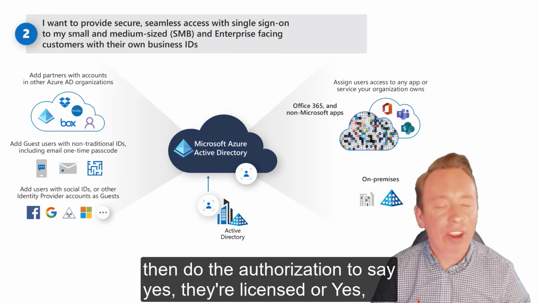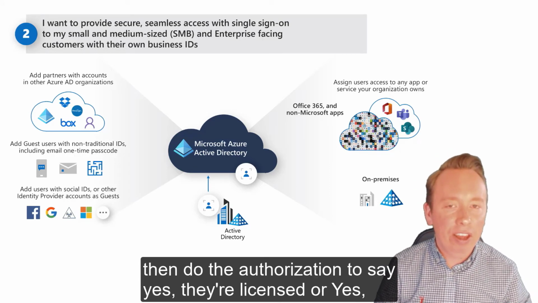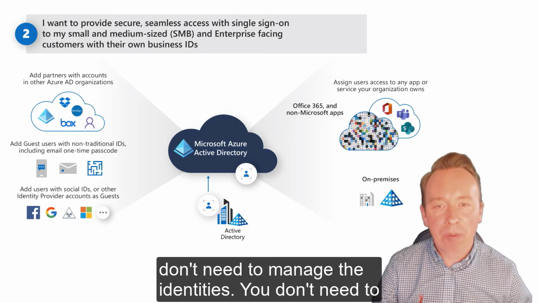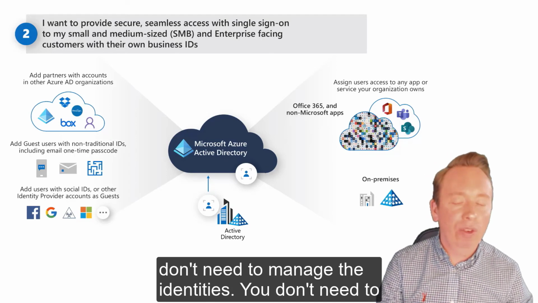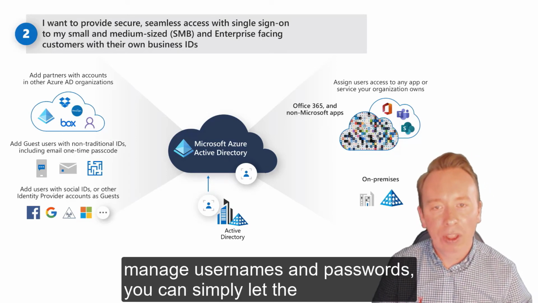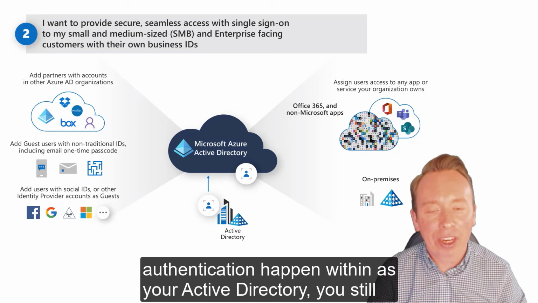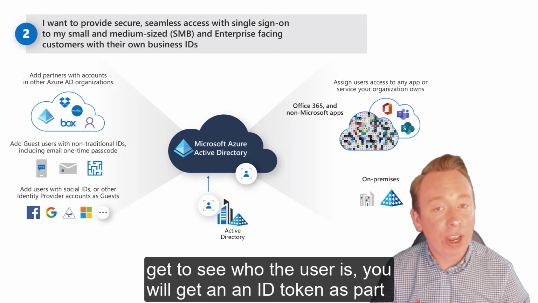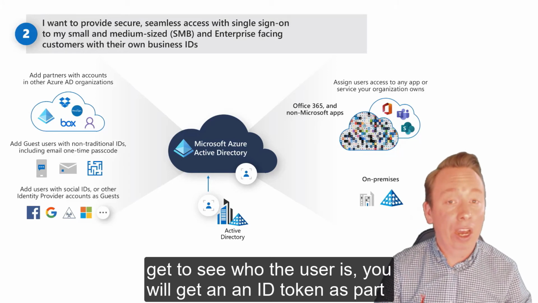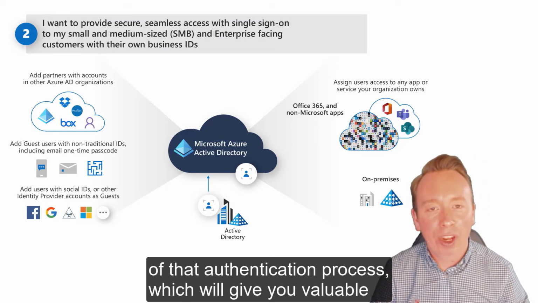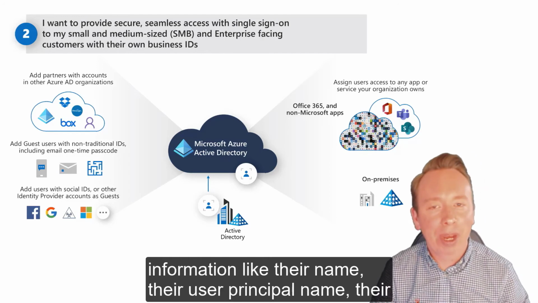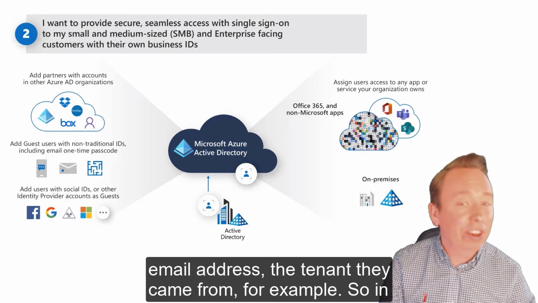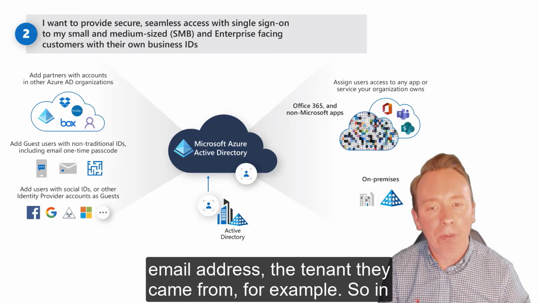You will then do the authorization to say, yes, they're licensed, or yes, they're allowed in to use the application, but it means you don't need to manage the identities, you don't need to manage usernames and passwords. You can simply let the authentication happen within Azure Active Directory. You still get to see who the user is. You will get an ID token as part of that authentication process, which will give you valuable information like their name, their user principal name, their email address, the tenant they came from, for example.